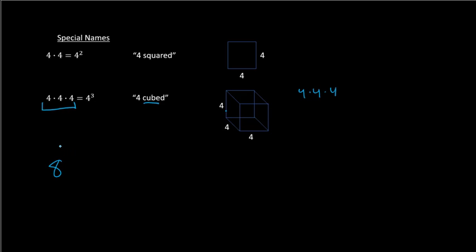If we had 8 to the third power, that would be the same thing as 8 cubed. If we had 12 to the third power, that is the same thing as 12 cubed. So anything to the third power, we can say that as being cubed. Anything to the second power is squared. Anything to the third power can be stated as being cubed. So make sure you know those special terms.